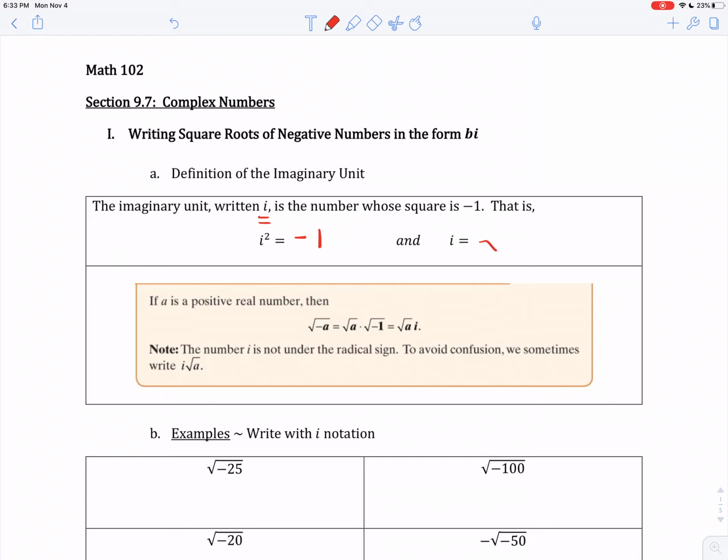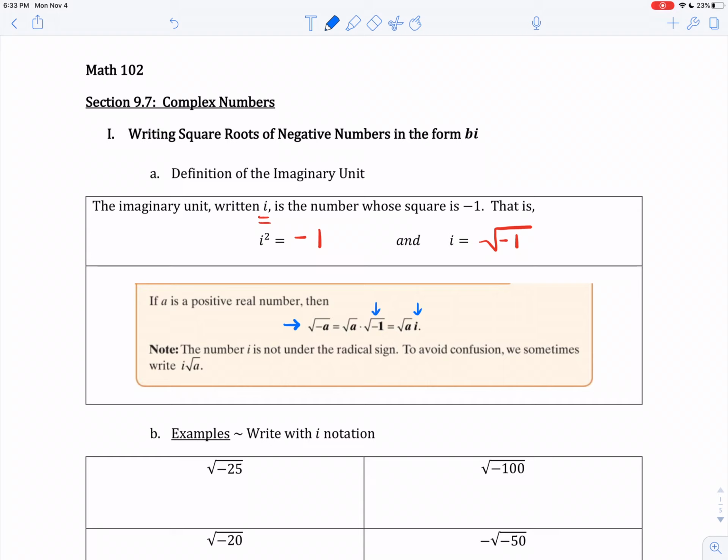Or that i is equal to the square root of -1. So that means anytime we have a negative underneath the radical, like what we're seeing right here, this will not give us a real number, but we can write this in terms of the imaginary unit. And basically what we do in that case is we write it as a product of a times -1. And then we're able to break up that square root, and the square root of -1 is equal to the imaginary unit i.